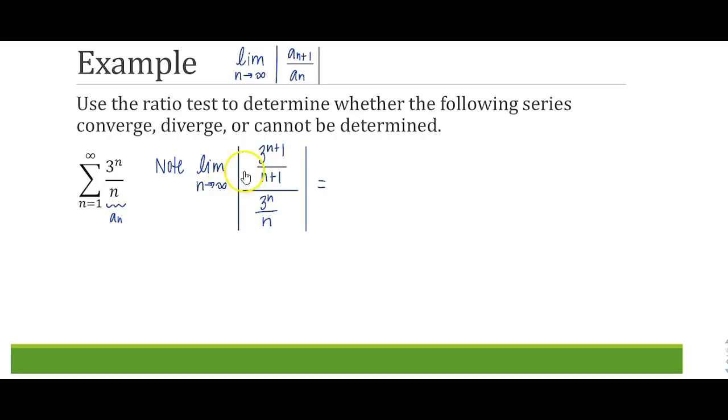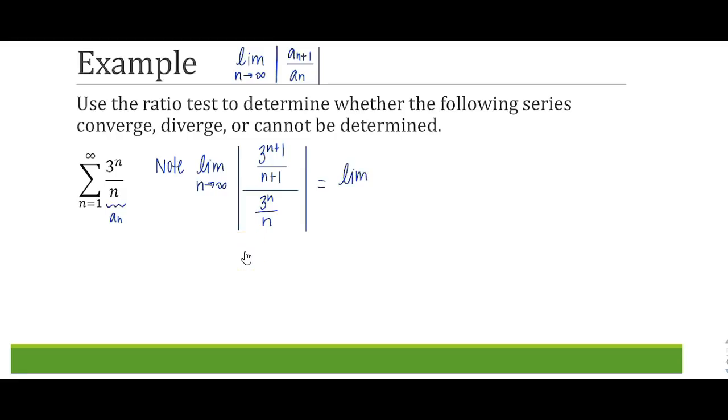So first things first, these absolute value bars, we can go ahead and drop them because everything inside of here is going to be positive. We're evaluating this from n equals 1 to infinity. So here we have an exponential, which is always positive. We're adding 1, which is still positive. So we can drop the absolute value bars.